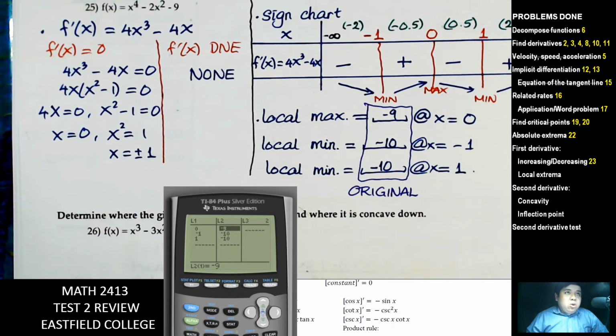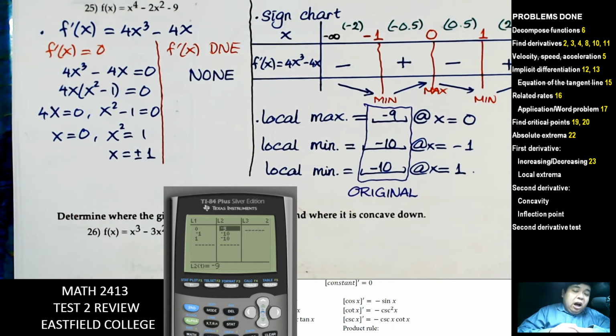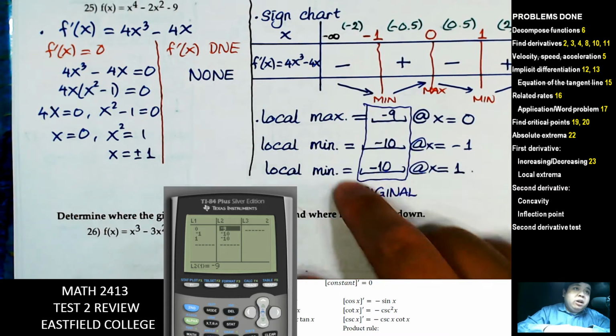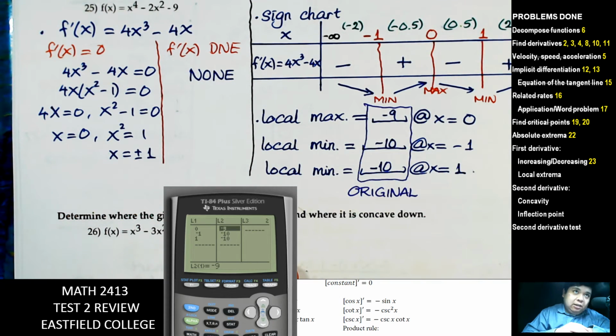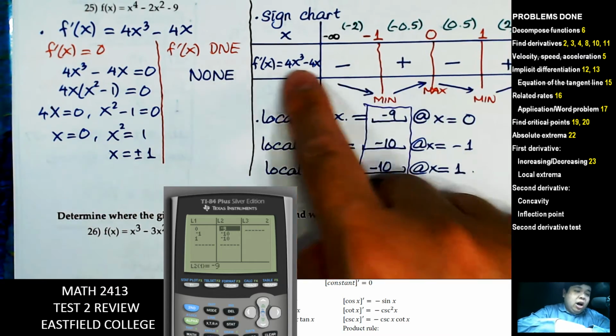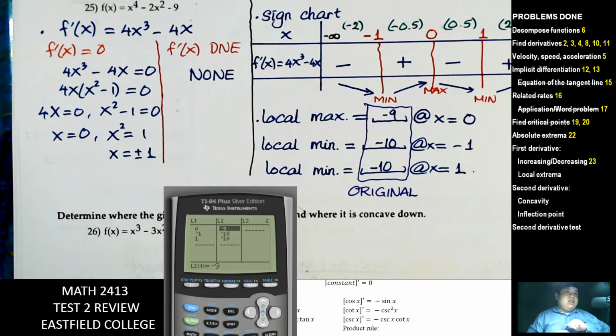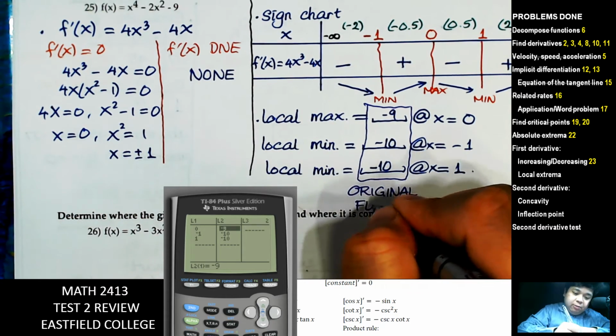Note that the local max or local min, or absolute max or min for that matter, are the maximum and minimum points on the function. So the values must be from the original function. On the sign chart, we use the derivative to test the sign with the test points. Yeah, so those come from the original function.